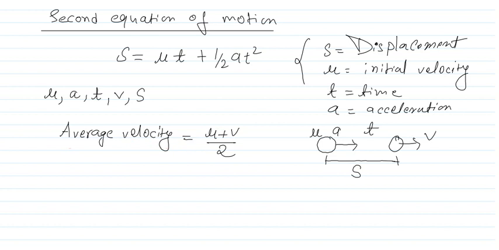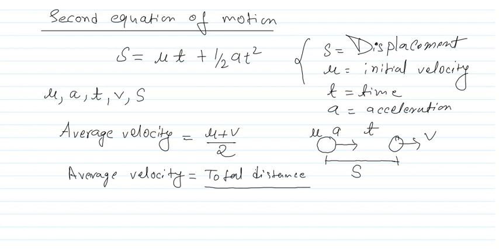Now we know that average velocity is also total displacement or distance upon total time taken.